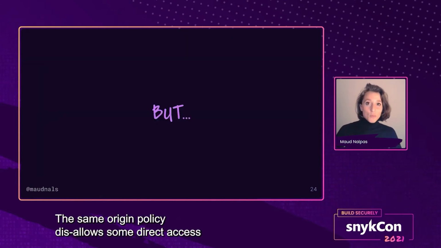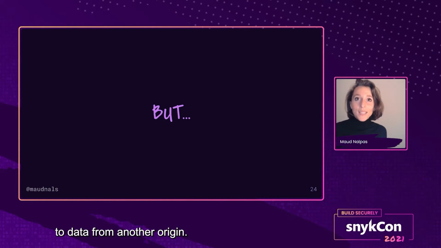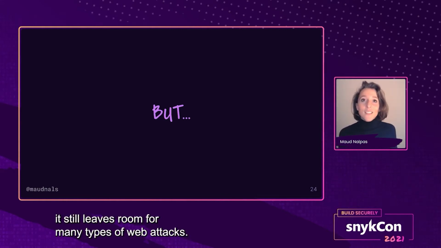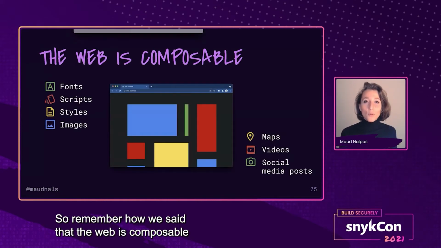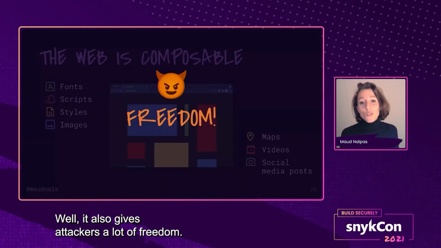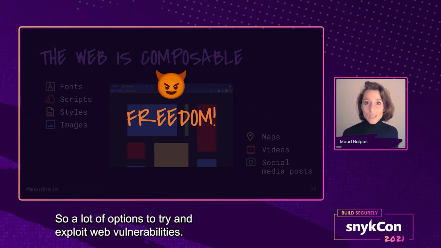So great, the same origin policy disallows some direct access to data from another origin. And while it does give you some protection, it still leaves room for many types of web attacks. So remember how we said that the web is composable and it gives us web developers a lot of freedom? Well, it also gives attackers a lot of freedom, a lot of options to try and exploit web vulnerabilities.